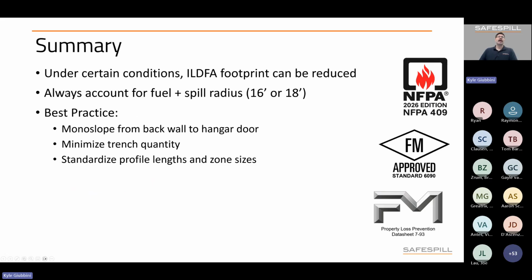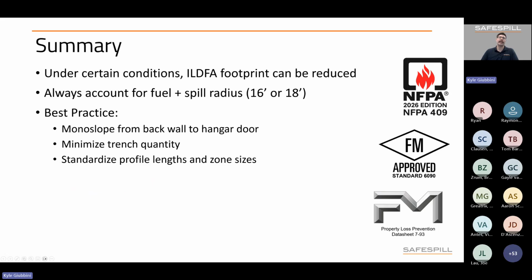So just to summarize, the simplest design for ILDFA is to go wall to wall, but under certain conditions, the ILDFA footprint can be reduced to a parking spot configuration. In those conditions, it depends on the day-to-day hangar operations, the type of aircraft, and the variability and flexibility that's needed in that hangar. When designing for ILDFA, always account for locations where aircraft fuel tanks and engines are located, but also address spill radius, which is either 16 feet for small aircraft or 18 feet for large aircraft. Always 18 feet for projects following UFC 4-211-01.